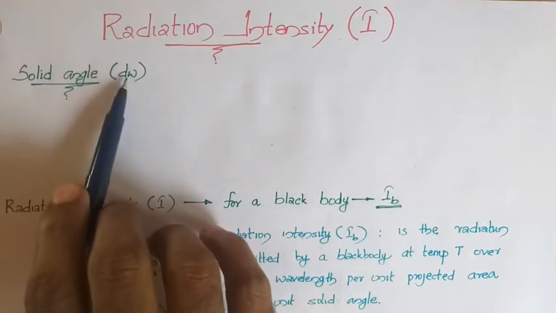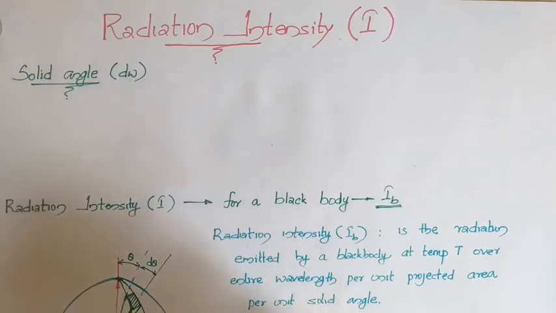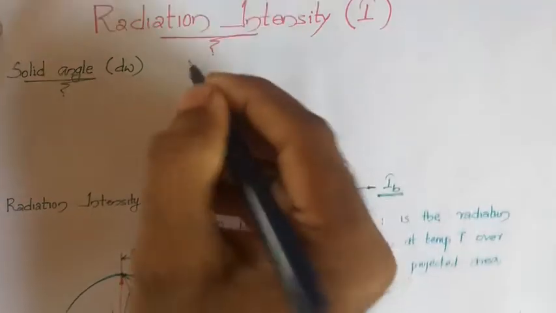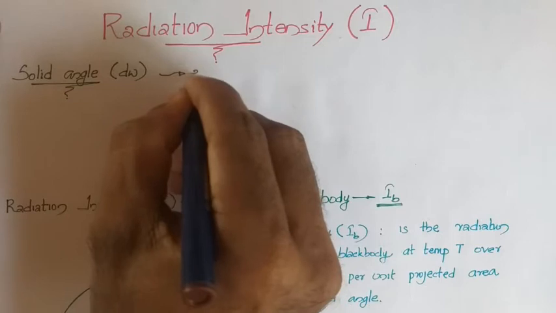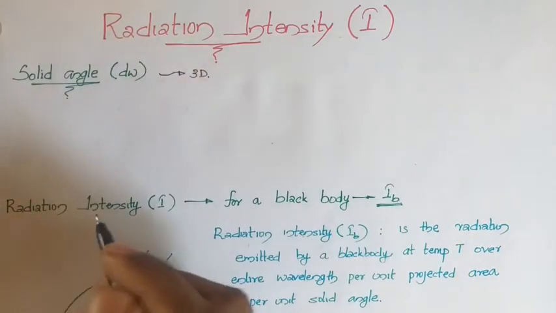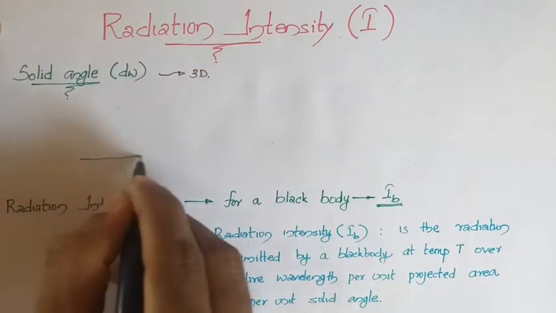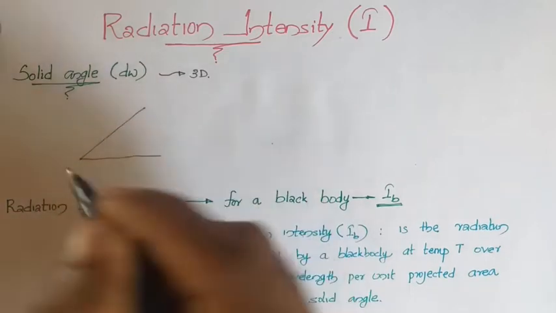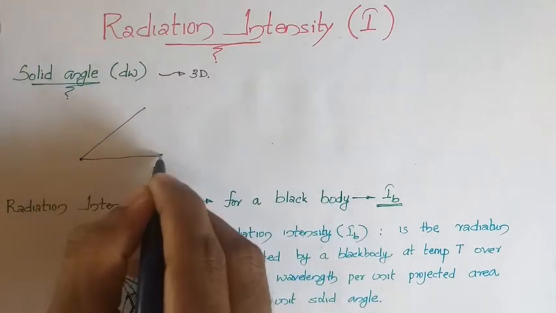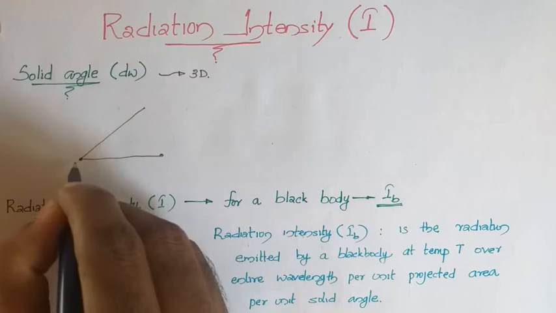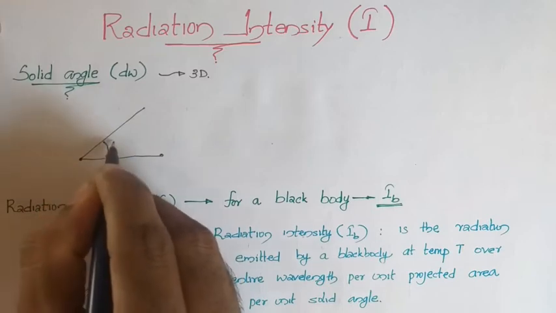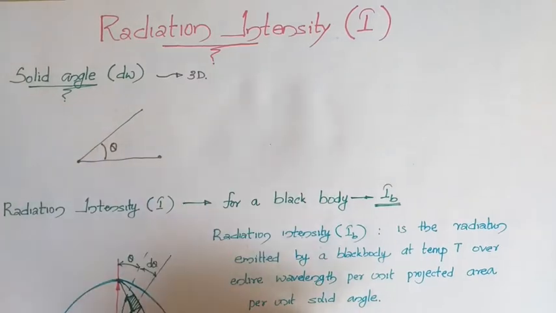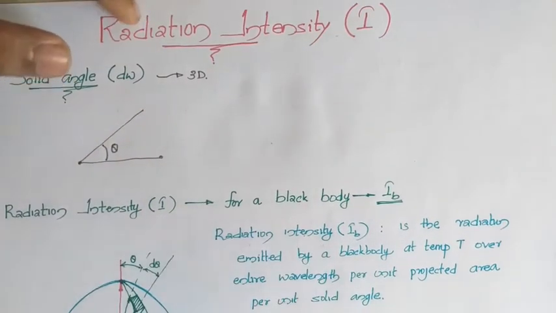Solid angle will be represented by dW, whose unit is steradian. So we will be seeing what a solid angle is. This is actually a 3D angle. First we will look at the 2D angle. The 2D angle is the angle made by a point on rotating about a reference point, known as the 2D angle theta, which we usually come across. Next we will be seeing what a solid angle is.